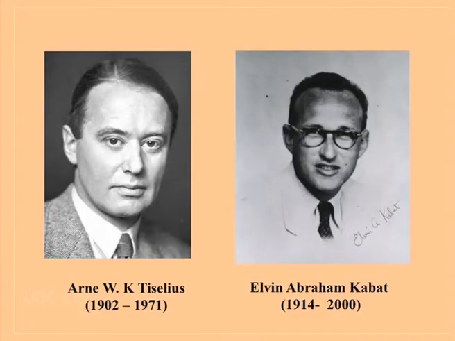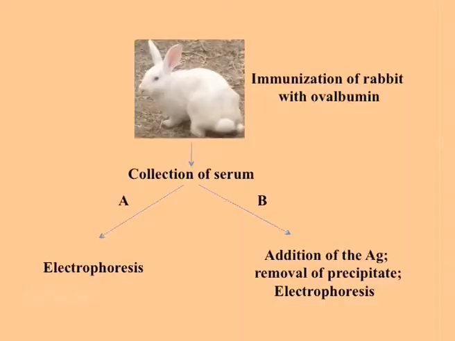Now, immunoglobulins were discovered by Arne Tiselius and Elvin Kabat in 1939. They did an experiment. They immunized a rabbit with ovalbumin. That is, they injected ovalbumin into a rabbit, they collected the serum and divided the serum into two aliquots, A and B. They electrophoresed aliquot A directly, and they added the antigen ovalbumin into aliquot B. They saw a precipitate, they removed the precipitate and then they electrophoresed the sample.